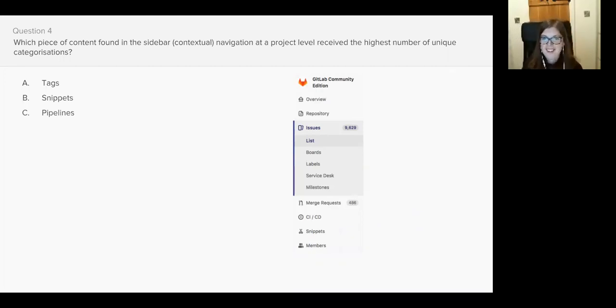Three, two, one. If you said A, tags, you'd be wrong. If you said B, snippets, you'd be right. So snippets had a whopping 48 unique categorizations. That's 67% of people that categorize snippets differently to one another.